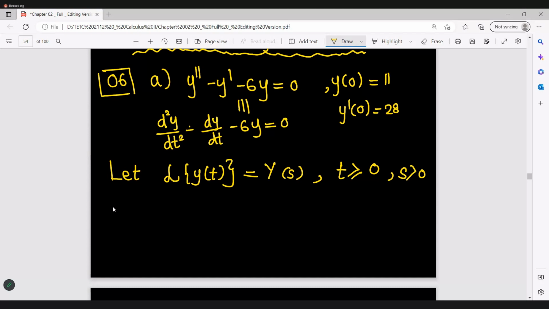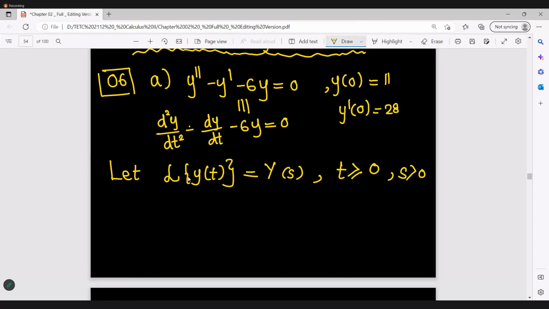Since this is the first example, I will write everything. But from the next example onward, I am not going to write these things. So we are taking, when I was doing this example, I wrote another step.